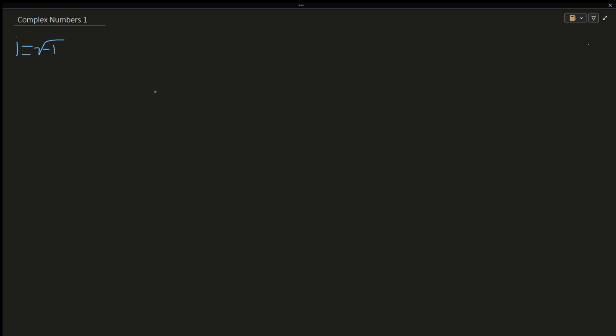Hi, so today we will be going through complex numbers. So what are complex numbers? Complex numbers are numbers that combine real and imaginary numbers. Before we get into complex numbers, we need to go through what imaginary numbers are.